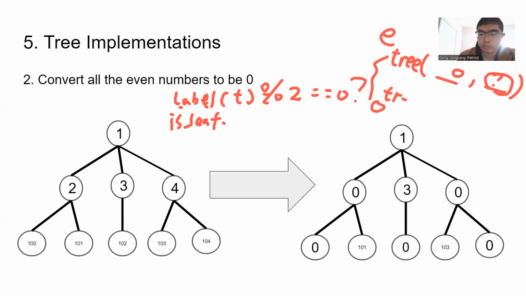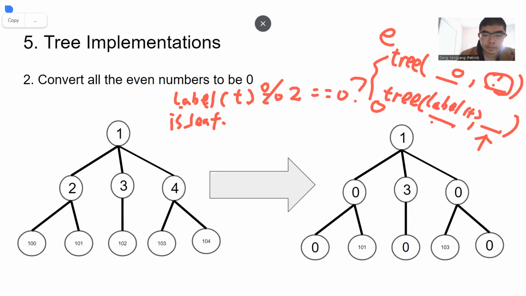How about if it's odd? So I'll have tree. Still, the new subtree is created by recursion. And how about this? This will still be the old value. So I will still have label of t. Yeah, still have label of t to pass in, as if it does not change at all.